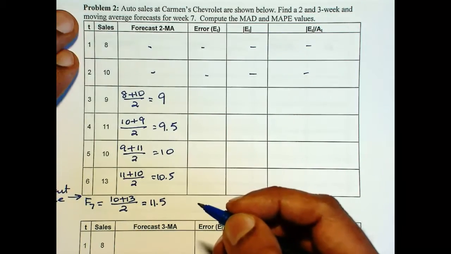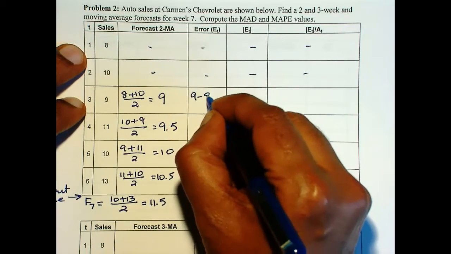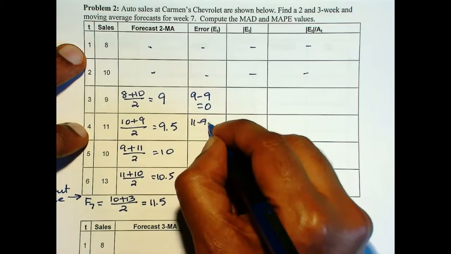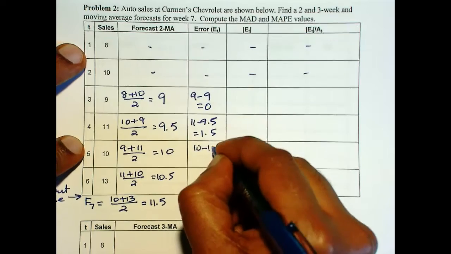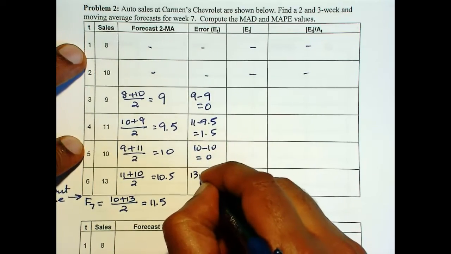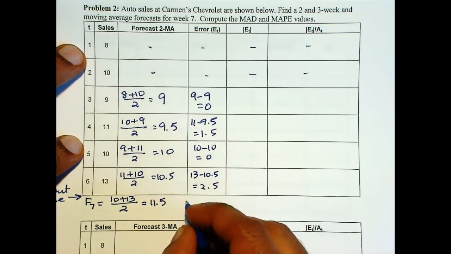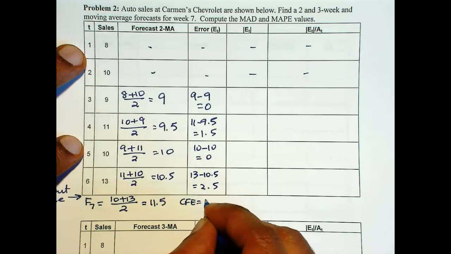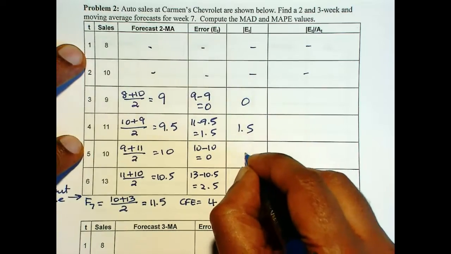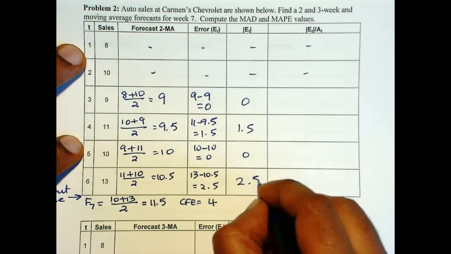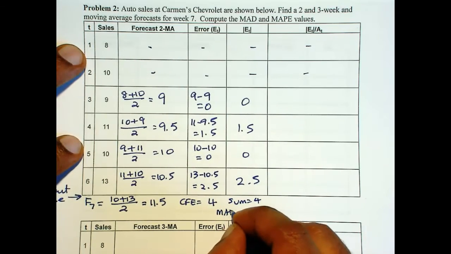So now the error is 9 minus 9 is 0. 11 minus 9.5 is 1.5. 10 minus 10 is 0. 13 minus 10.5 is 2.5. So CFE is 4. Absolute error is 0, 1.5, 0, 2.5. Sum is 4. So MAD is 4, and there are 4 errors. Divided by 4 is 1.